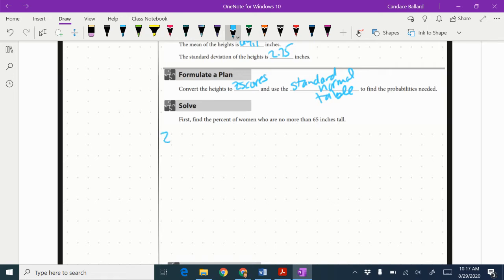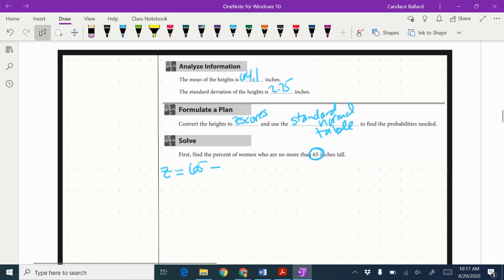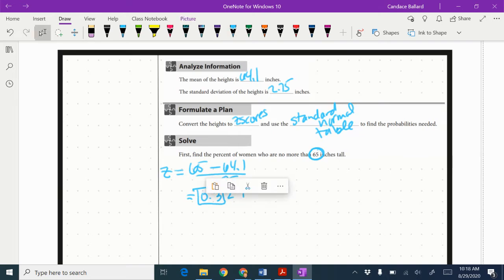So I'm going to first calculate the z-score for that. I know that my biggest number that I'm going to have here is 65 minus the mean, which is 64.1, over the standard deviation, which is 2.75. And when I do that calculation, I get 0.327. So really what I'm going to use off of that is the 0.3 in the table. I've got to make sure it's rounded correctly, and the 2 wouldn't round that up.